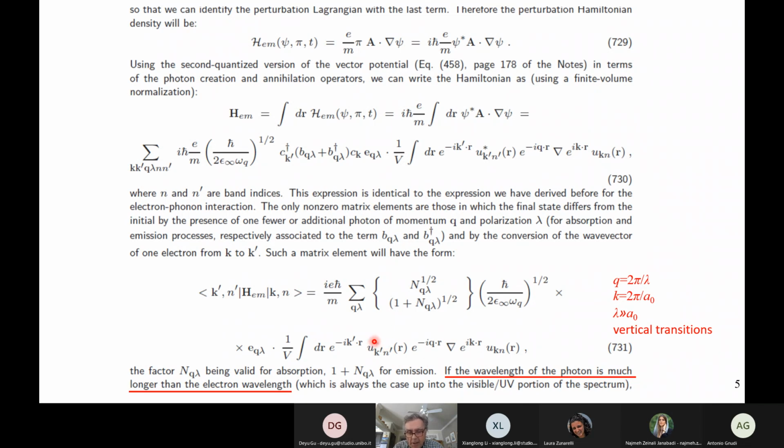Everything that happens in this integral is on the scale of the size of the Bloch function, and these are the orbitals. You remember that these are essentially the remnants of the atomic orbitals that constitute the crystal. So these vary on a length scale which is of the order of angstroms. This term instead varies on a length scale which is of the order of a micron or just below a micron, whatever it is. So essentially we can take this as a constant over the cell, over this length scale. And this means that we're going to consider vertical transitions.